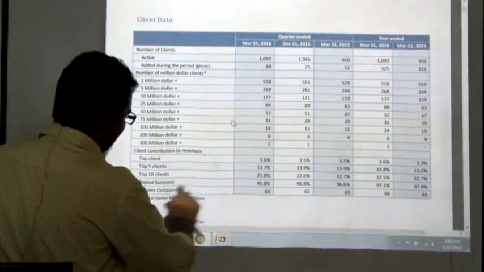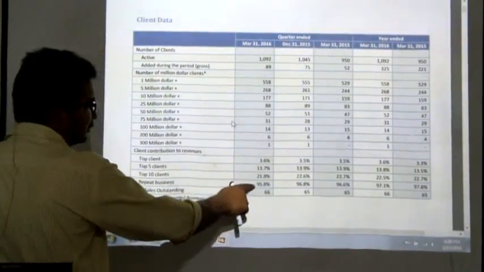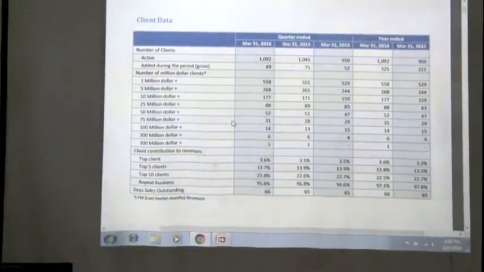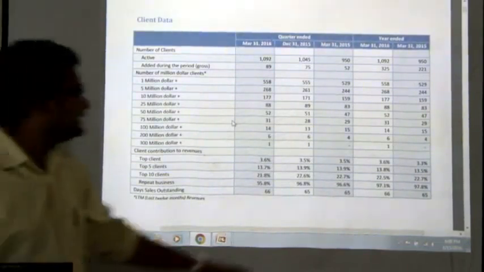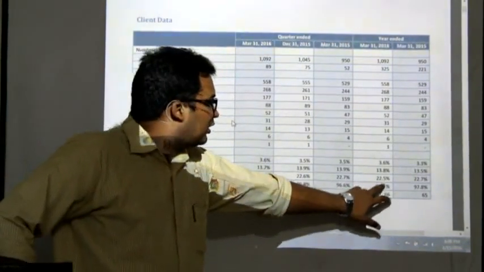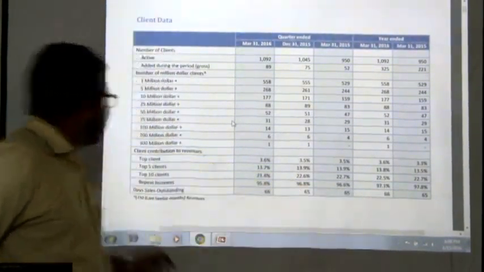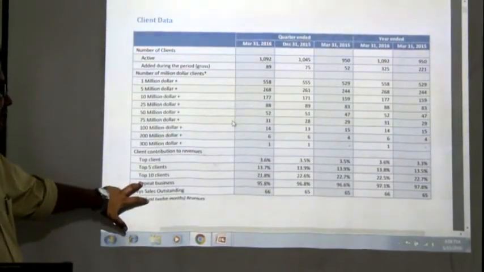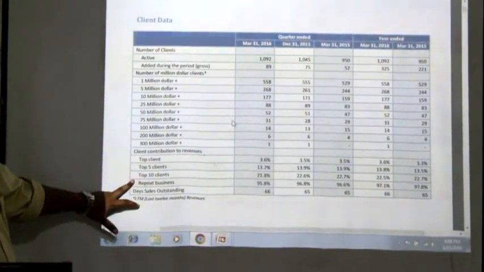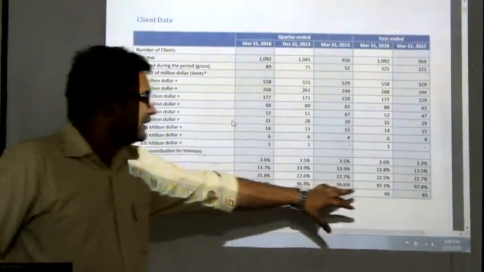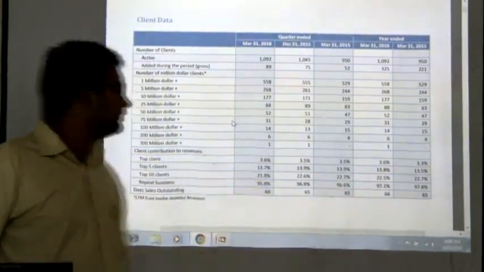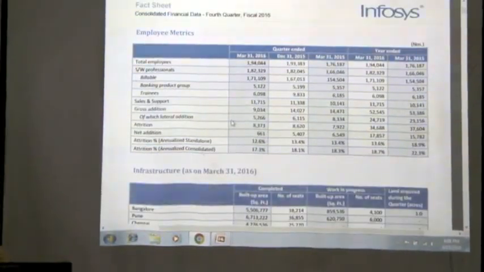The repeat business of Infosys is around 95.8%, which is quite high. I mean 97%, annually Infosys is getting the repeat business. That means if a client is giving business to Infosys, they are repeating it 97% of the time, which is a very good thing. Now see employee metrics as well.